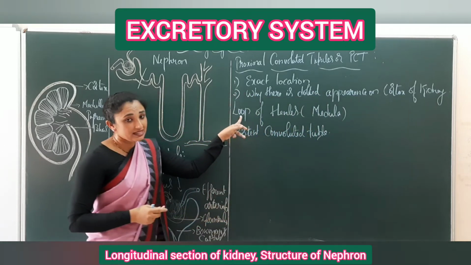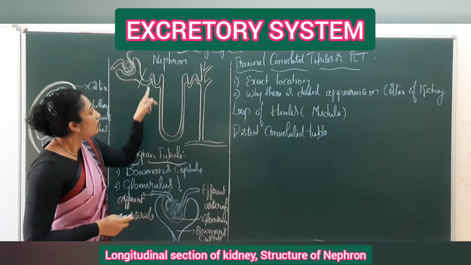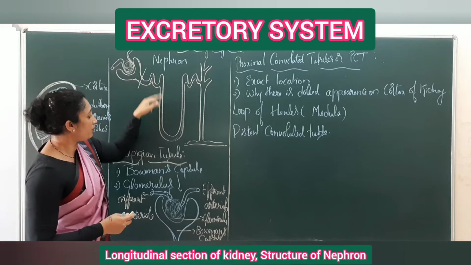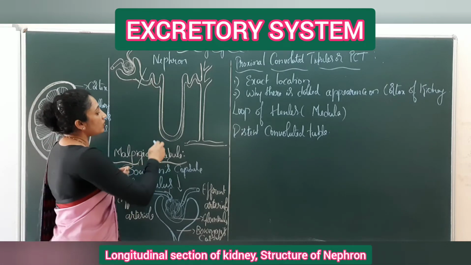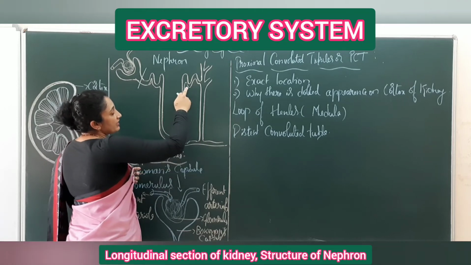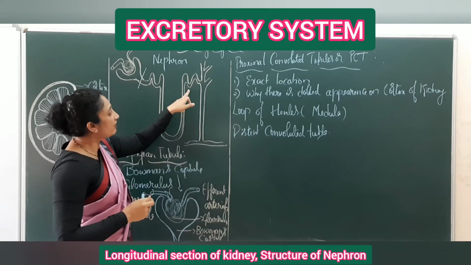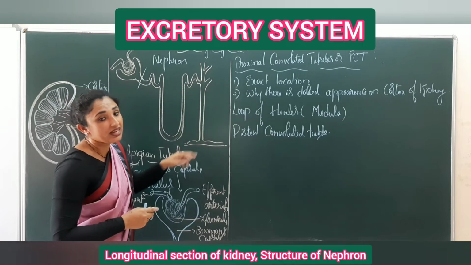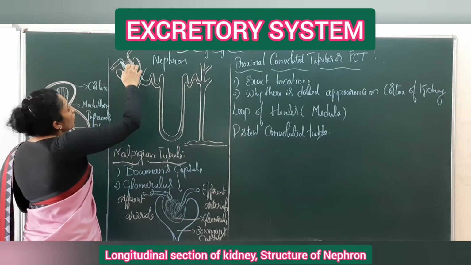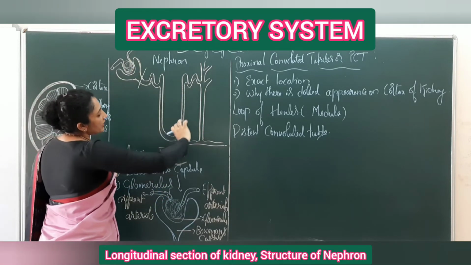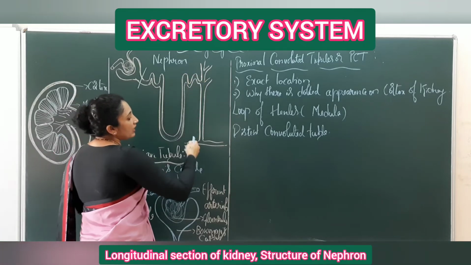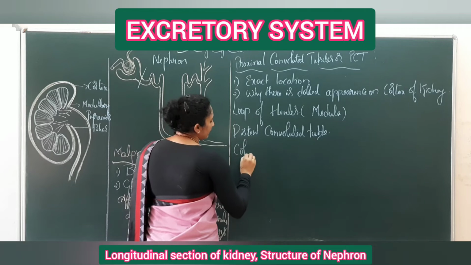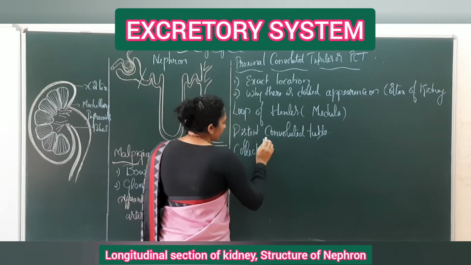So the loop of Henle is the region which extends from the proximal convoluted tubule and it lies in the medullary region of the kidney, and also extending from this we have the distal convoluted tubule, and the distal convoluted tubule leads to the collecting duct. So once the formation of the urine takes place in the kidney, the urine will be sent to the collecting duct, and that is the last part of the nephron.